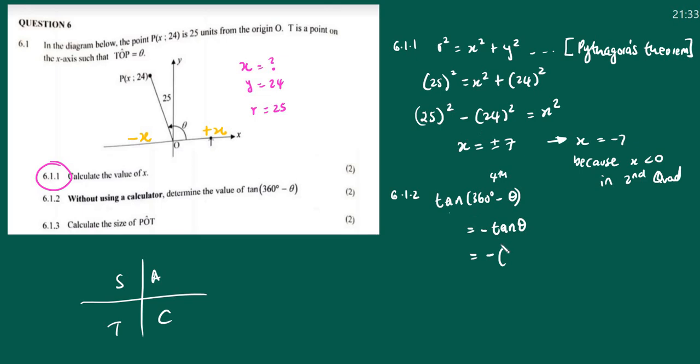So your y value is what? It's 24. Your x value is negative 7. Then you find that your answer is... 7, 14, 21, 28? No. Just write it as 24 over 7 as your final answer. Okay, so that will be for 6.1.2 there. Quite easy, you're just using SOHCAHTOA there.